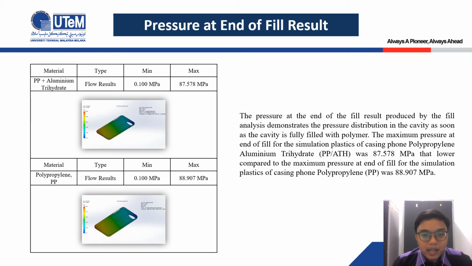Then for the pressure at end of fill result, the pressure at the end of the fill produced by the fill analysis demonstrates the pressure distribution in the cavity as soon as the cavity is fully filled with the polymer. The maximum pressure at end of fill for the plastic simulation of the gas-inform polypropylene aluminum trihydrate was 87.578 megapascal, which is lower compared to the maximum pressure at end of fill for the gas-inform polypropylene, 88.907 megapascal.